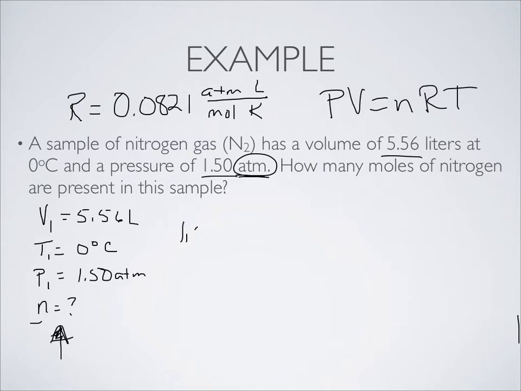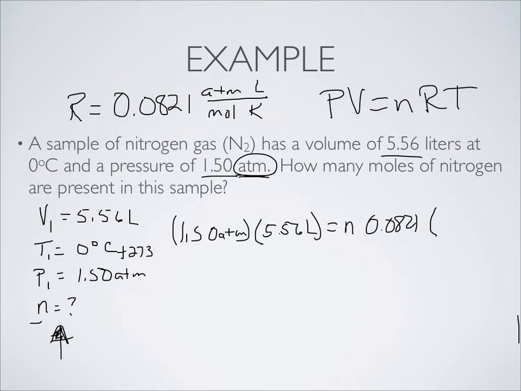Okay, so 1.5 atmospheres, volume is 5.56 liters. It's going to equal N, that's what we're trying to find. R we know is 0.0821, and I'm going to leave the label off because I don't have enough space. And temperature, this is where you got to make sure, like everything else, you change to Kelvin. So this would be 273 K.